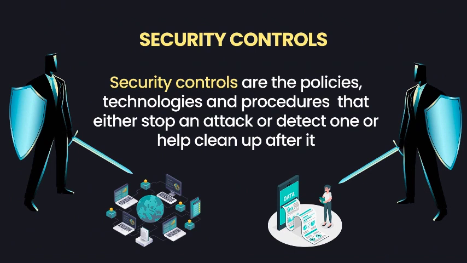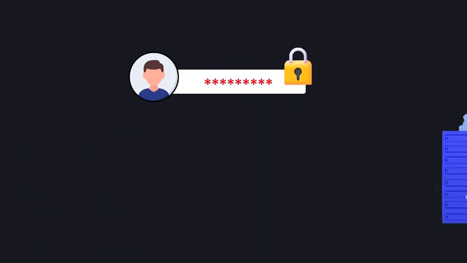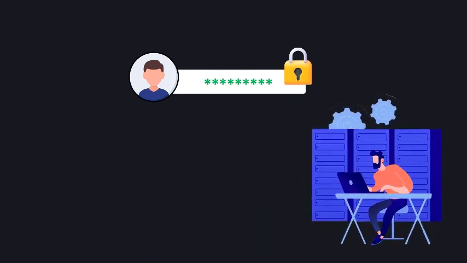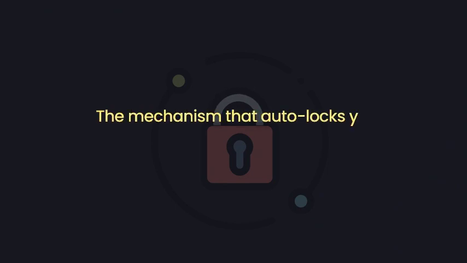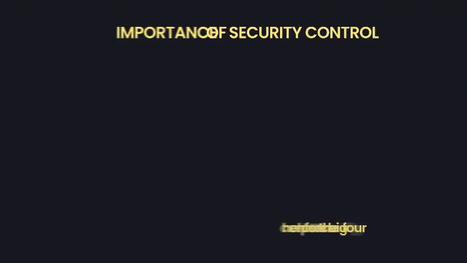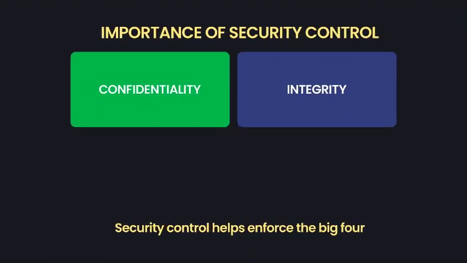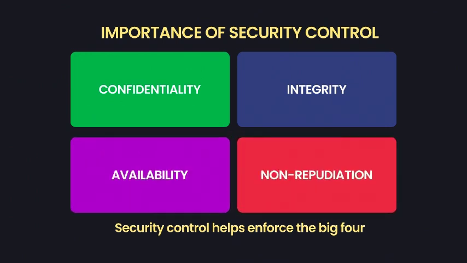Here's an example of a technical security control. You ready? All right. If a user enters their password incorrectly too many times, the account is automatically locked until an authorized system admin unlocks it. The mechanism that auto locks your account is an example of a security control. Get it? Security controls help enforce the big four: confidentiality, integrity, availability, and non-repudiation.